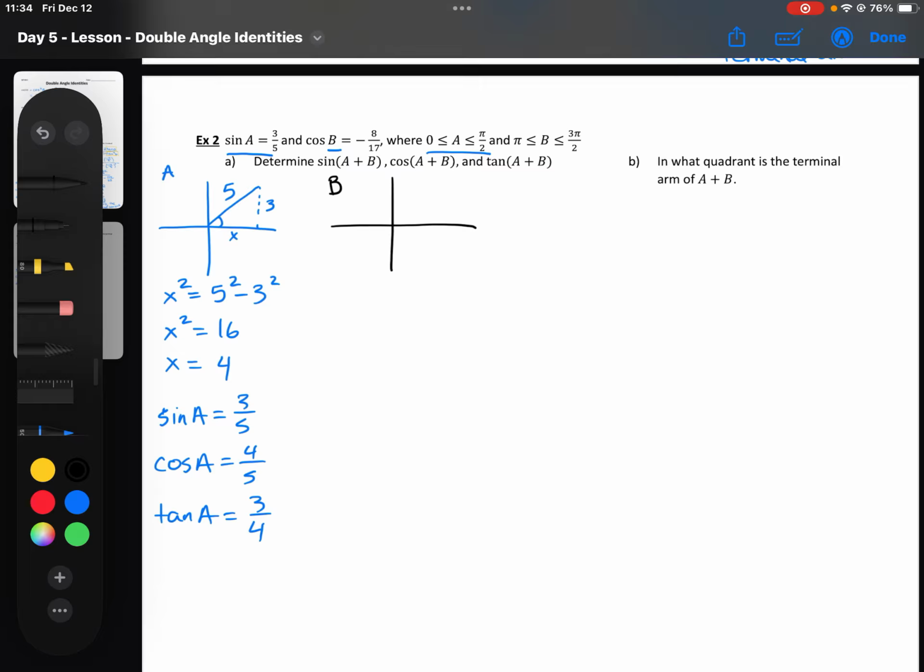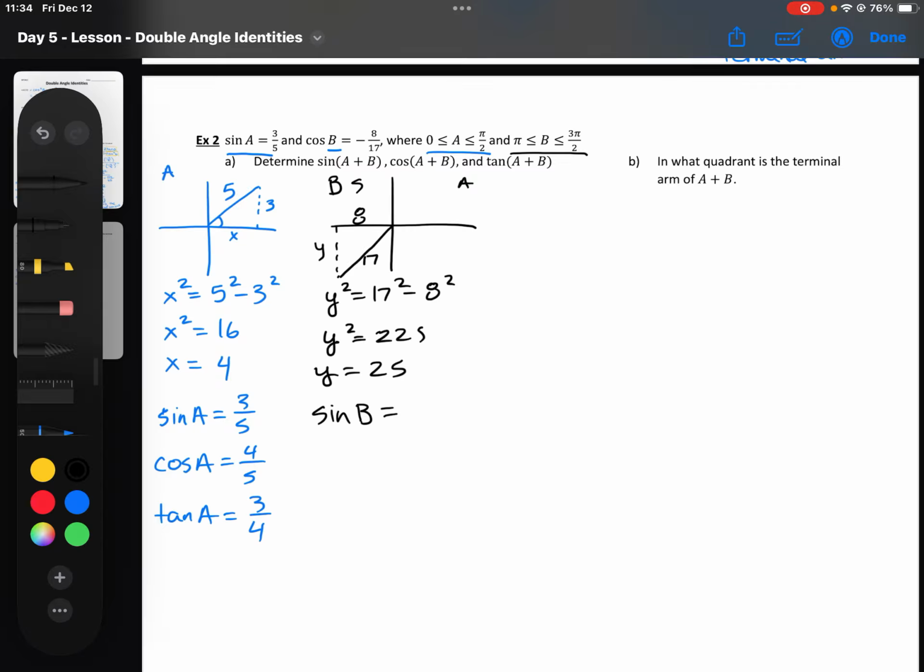Cos B is minus 8 over 17, and B is in between pi and 3 pi over 2, so that is this quadrant over here. 17 is my R, and 8 is my X value, so I'm looking for my missing Y. So I know that Y squared is 17 squared minus 8 squared. This is going to give me 225, which means that my missing side is 15. And now I can set up my trig ratios for B.